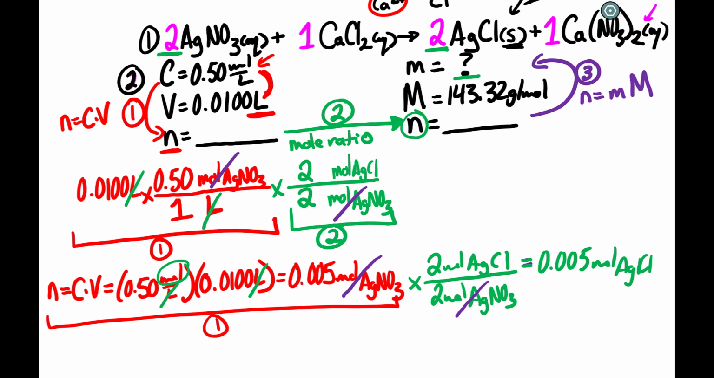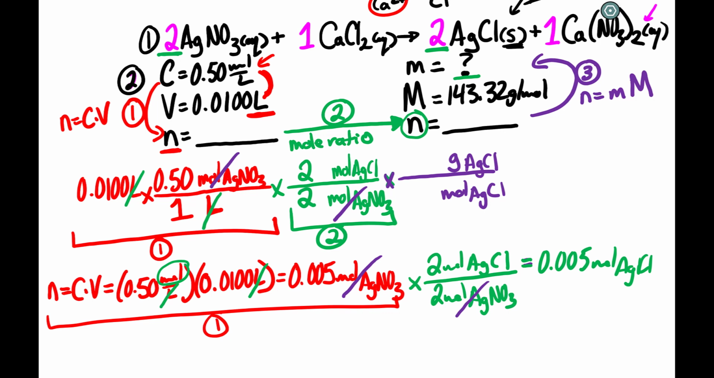Okay, in our last step, I want to convert these moles of silver chloride into mass of silver chloride. So I know whatever I want to get rid of must go on the bottom of the next fraction. I want to get rid of moles of silver chloride, and whatever I want goes on top. I want mass. Well, mass is in grams of silver chloride. Now, what has grams and moles in it? Molar mass.